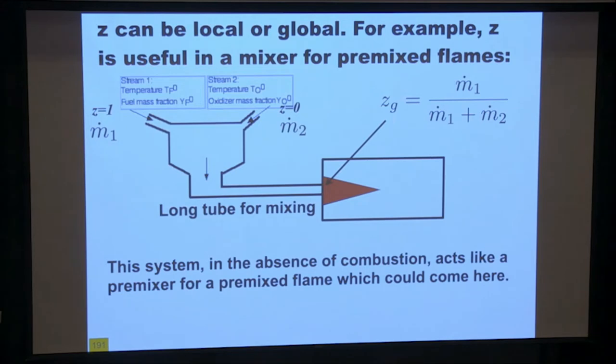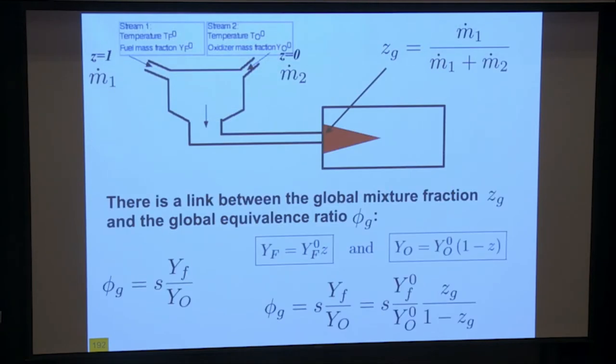And from this, you see there is a link with the equivalence ratio of the premixed gases. I will give you this link right away. Depending on Z, I can obtain the equivalence ratio. Actually, when you go to industry, certain people work with Z, and certain people work with phi, the equivalence ratio. So let me show you the link between the two.